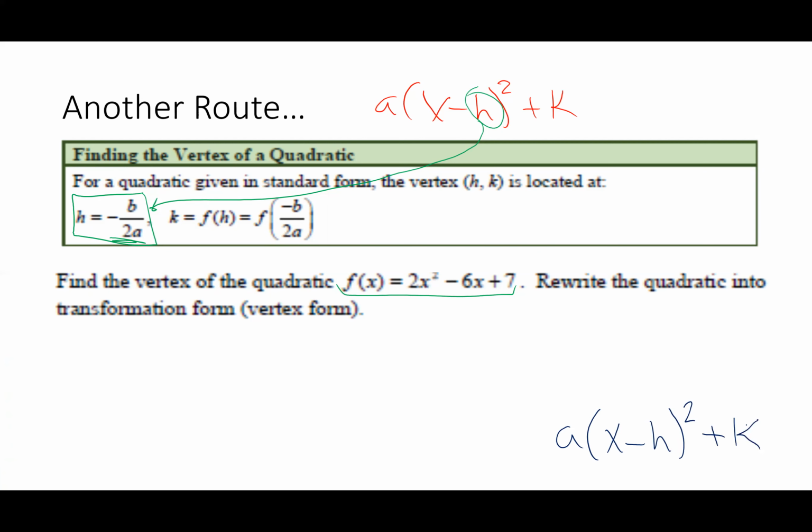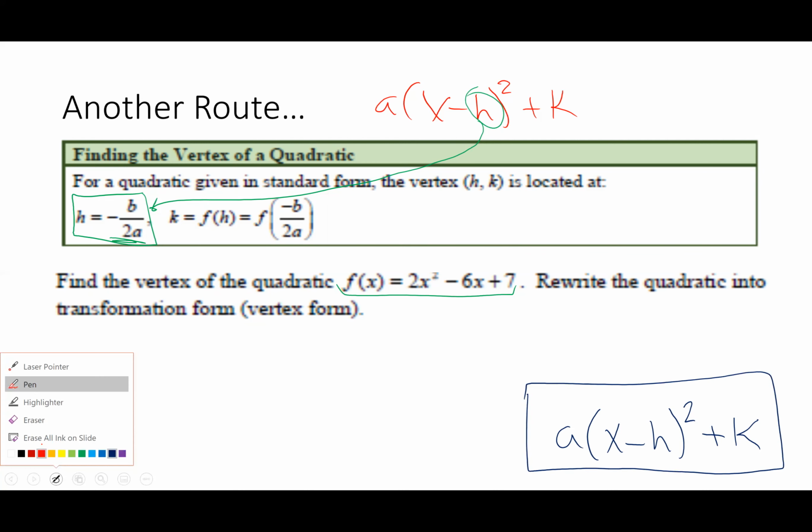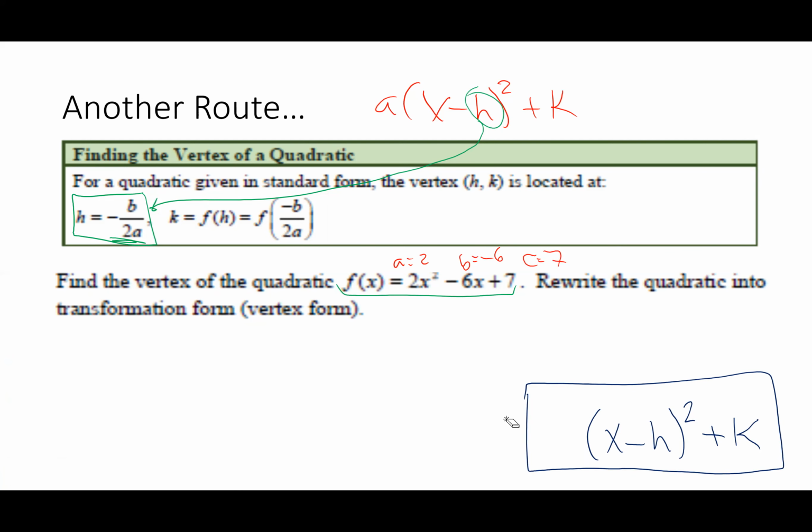Okay. Now, right out of the gate, I can tell just by looking at this thing, my a is equal to 2, my b is equal to -6, and my c is equal to 7. I can actually just go ahead and say, oh, well, the a value is going to be 2. So we're off to the races already. Boom.